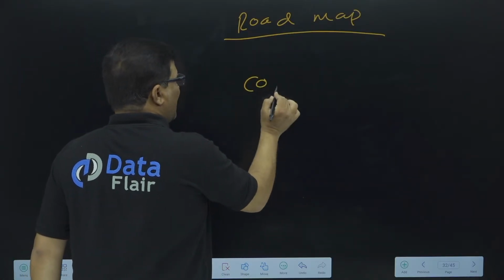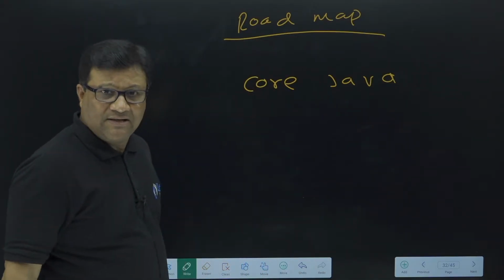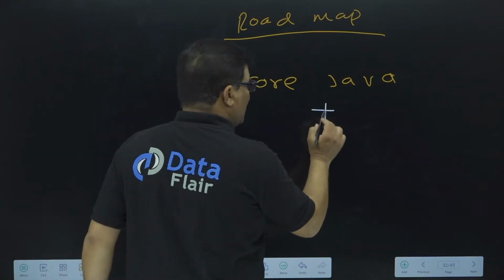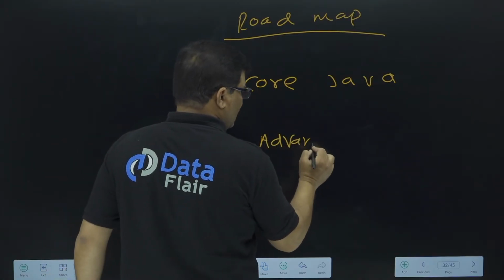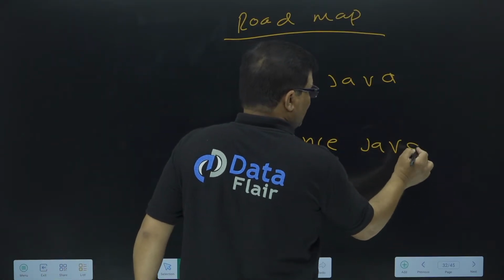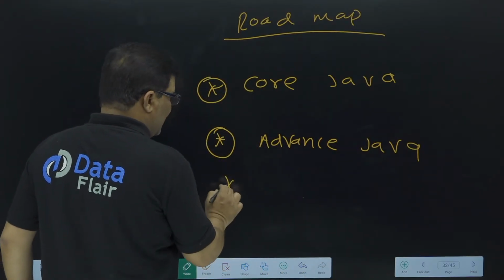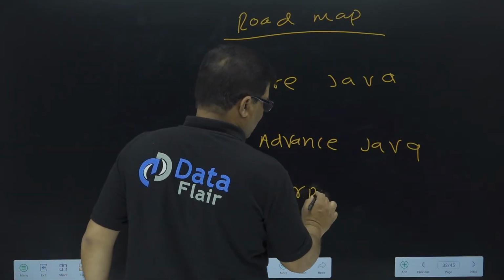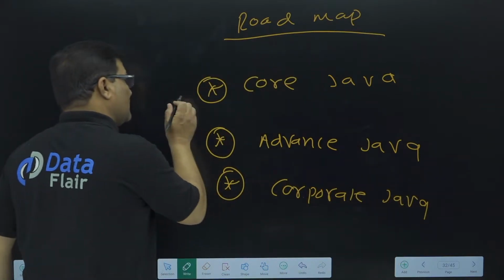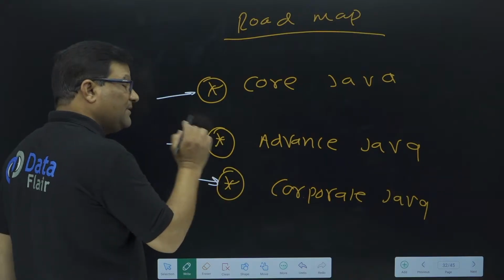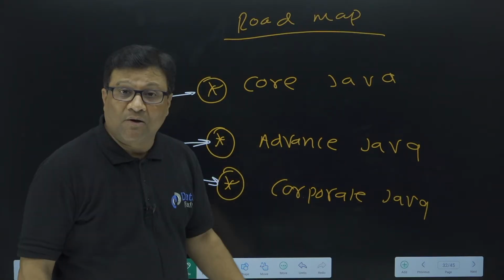I'll cover each and every topic, but let me show you which are the important concepts we need to cover. We start Java with the core concept, and after completing core Java, we'll start the advanced Java concept. We divided this complete course into three categories: core Java, advanced Java, and the third one is corporate Java. Now, sir, what is the difference between these three? What is core Java, what is advanced Java, what is corporate Java?